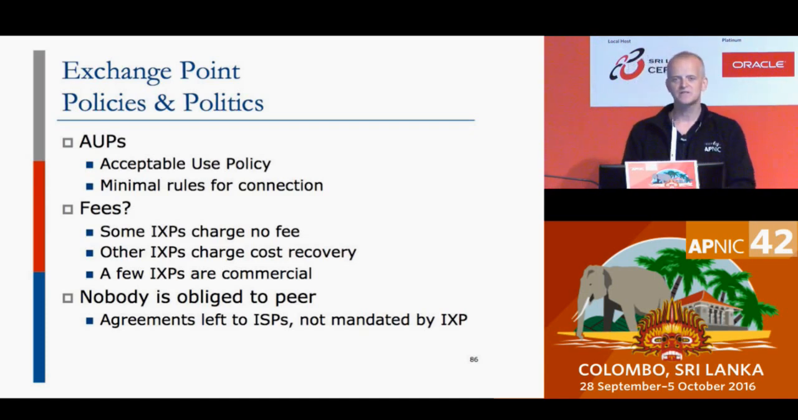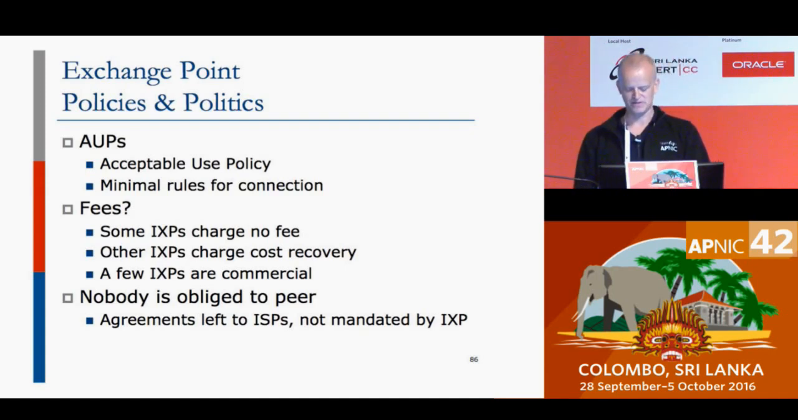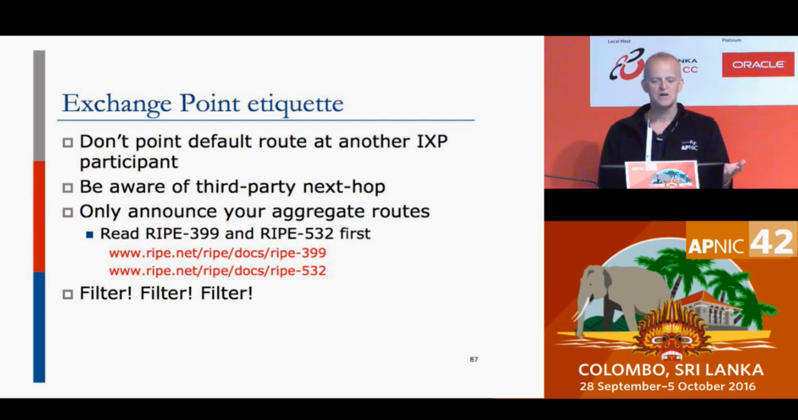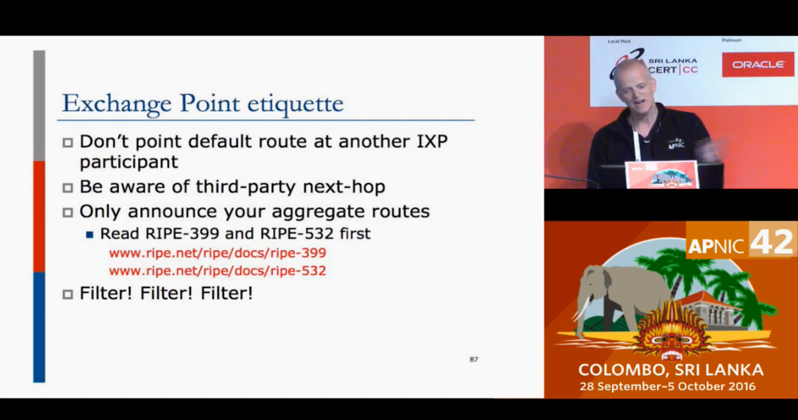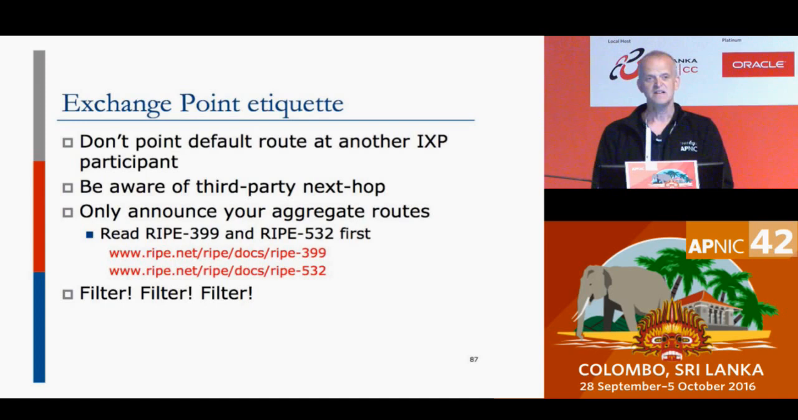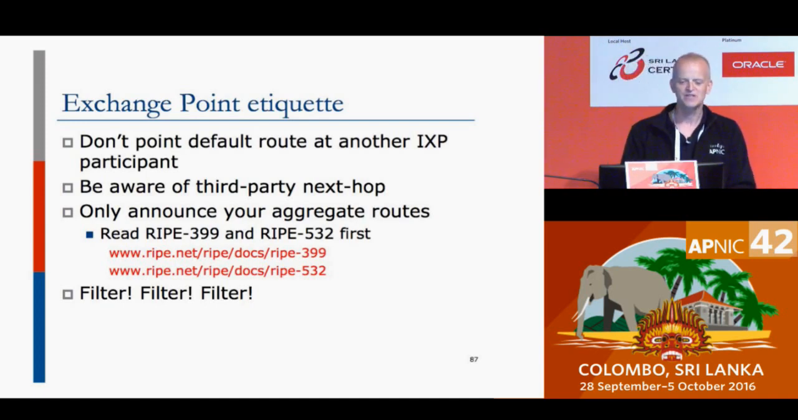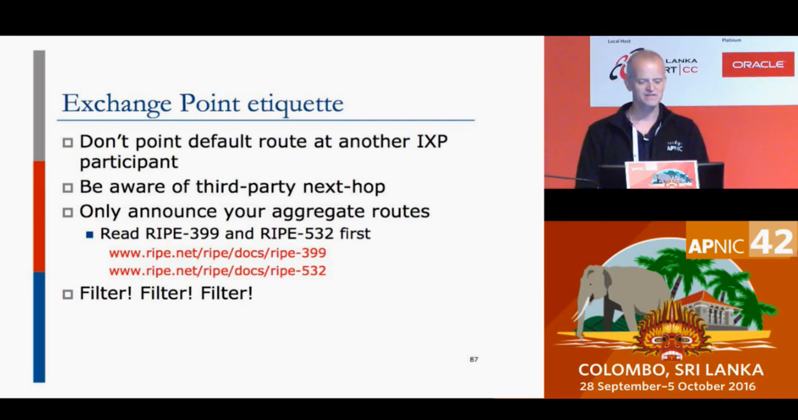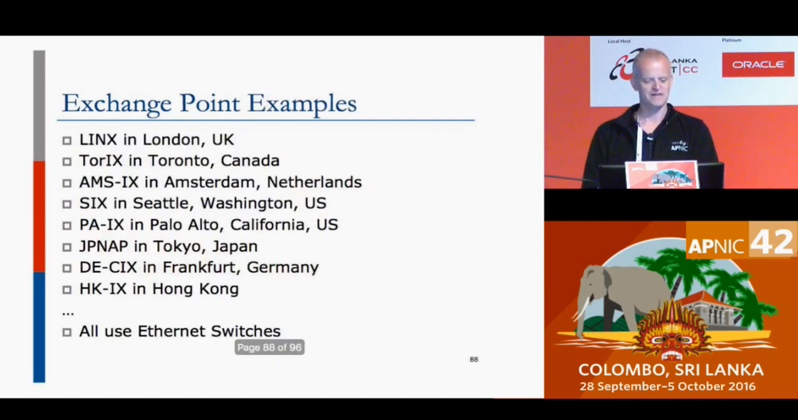Agreements are left to the actual service provider members. Right, so don't point default route. Be aware of third-party next hop. Only announce your aggregates. We've got RIPE 399 and RIPE 532 for V4 and V6 best practice announcements. Filtering is very important. Filter the prefixes you get from other providers. Filter what you send to other providers. Just the standard good behavior.